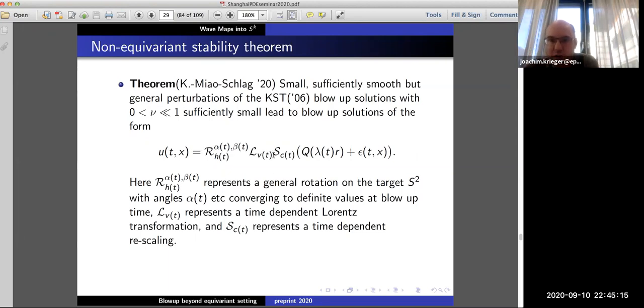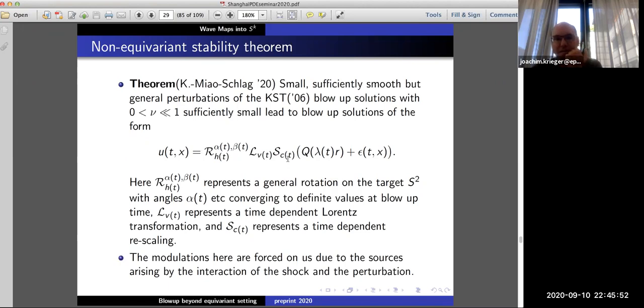Again, translations do not come up because the perturbations that you add are smooth. They're much smoother than the original blow-up solution. And so again, in particular, the blow-up locus remains the same. And these parameters alpha, beta, h, and so on, they all converge to terminal values. Alpha and beta would be small terminal values, and c is close to 1. Okay? So there are no crazy oscillations going on in these solutions. They're actually very, very well behaved in that sense.